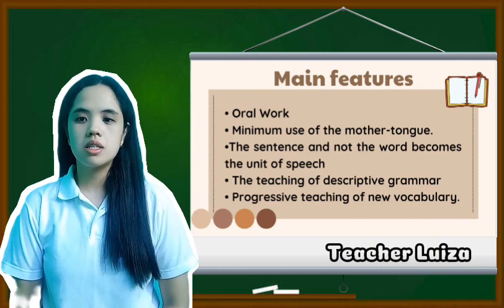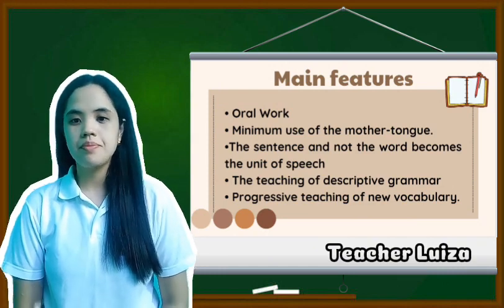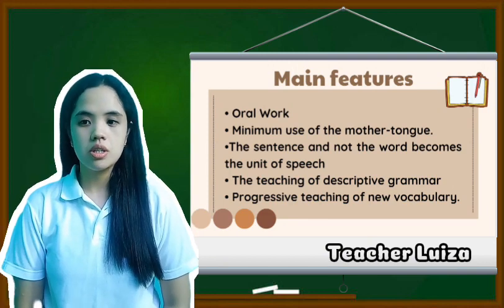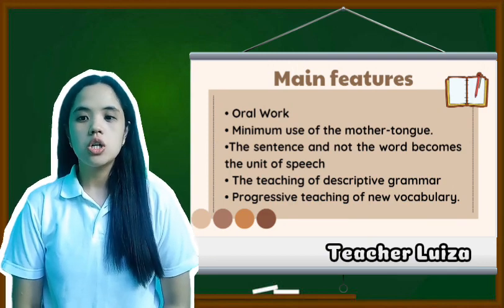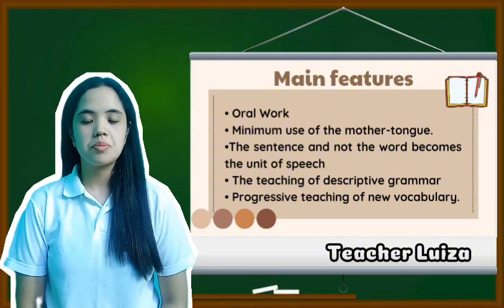The last principle is progressive teaching of vocabulary. The direct method stresses the need of using only limited words and phrases. The words and phrases are taught at a definite stage through spoken language. Thus, teaching of vocabulary is progressive.